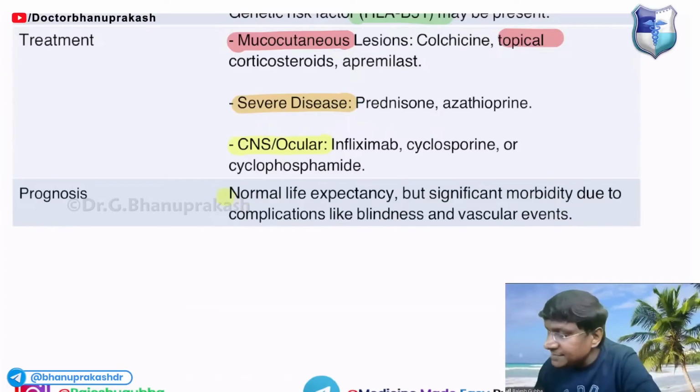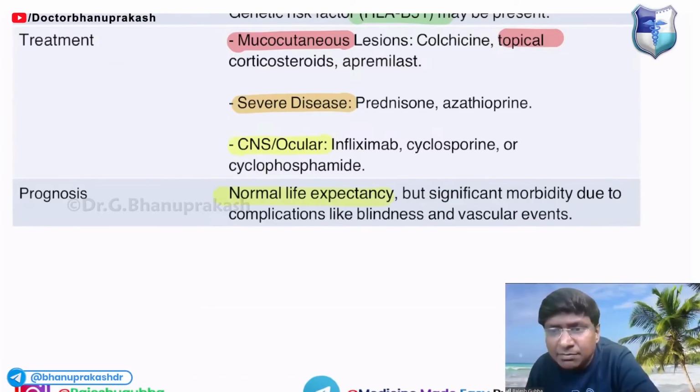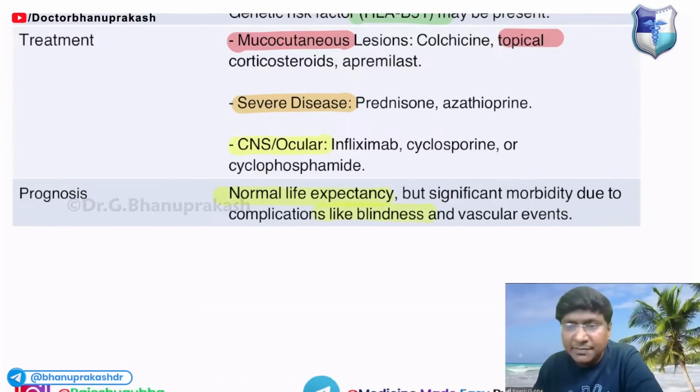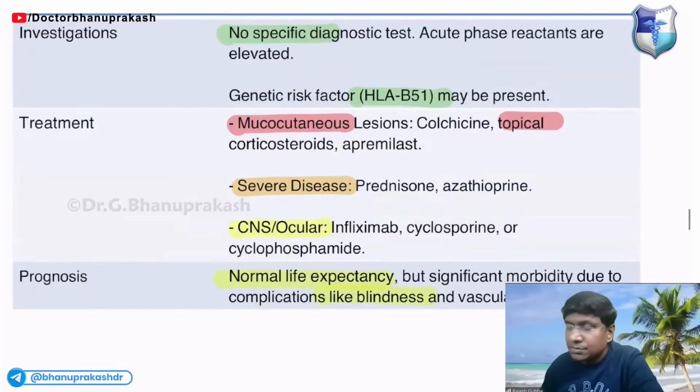And how is the life expectancy? Normal life expectancy. But what would be the reason for the morbidity? The reason for morbidity is mainly blindness, because there is anterior as well as posterior uveitis in this patient. So this is about Behcet's.